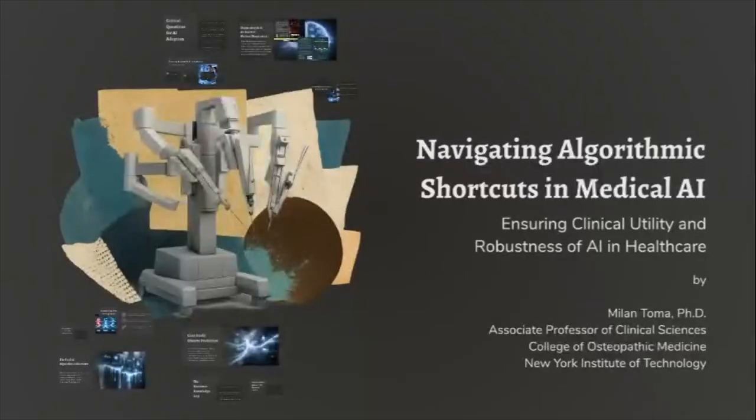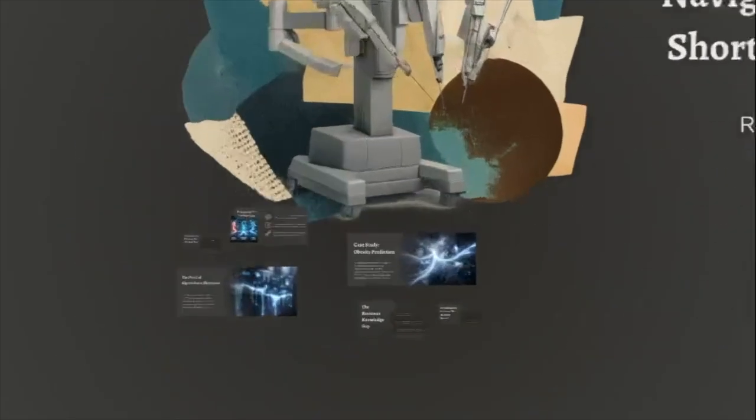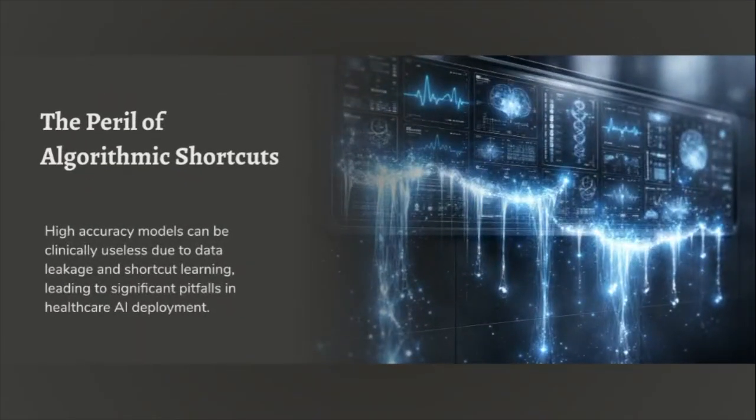There are many shortcuts to high accuracy in medical AI. And in this case, taking a shortcut means compromising human welfare. That's why it's vital that we understand these shortcuts and learn how to detect them before they cause real harm. High accuracy can be deeply misleading.